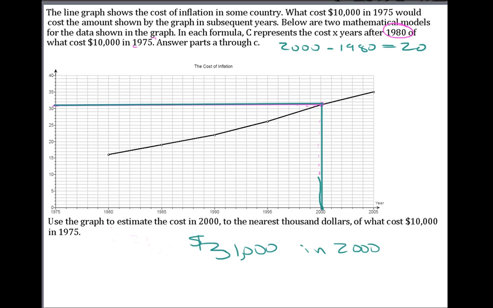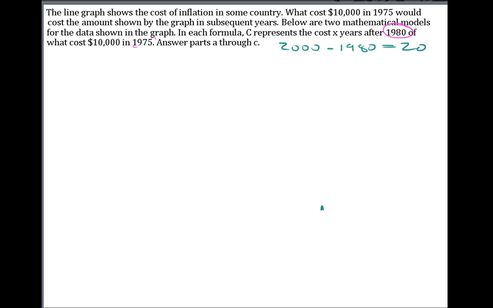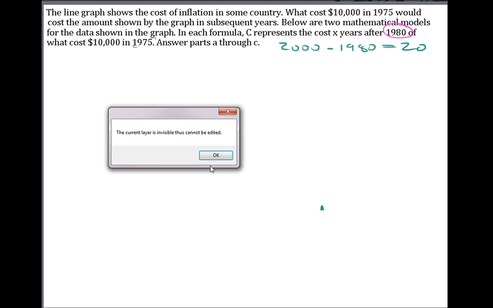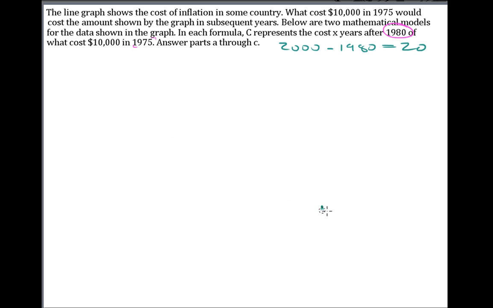Now, let's take a look at these mathematical models, these equations that we're looking at. Again, we're talking 20 years after 1980, and we're going to need that. We'll pull up the first model. For model 1, the cost is equal to 868 times the number of years past 1980, that's x right there, plus 15,529.